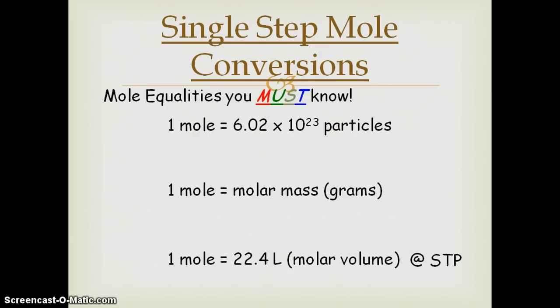Now, for those of you who have completed your vocabulary at this point, you know that STP stands for standard temperature and pressure. That is 0 degrees Celsius at 1 atmosphere of pressure. So this is 22.4 liters of a gas at standard temperature and pressure.